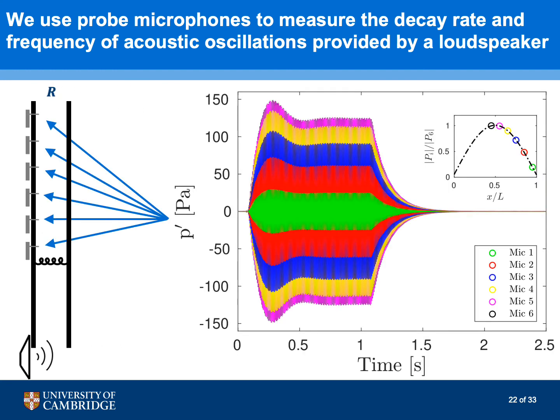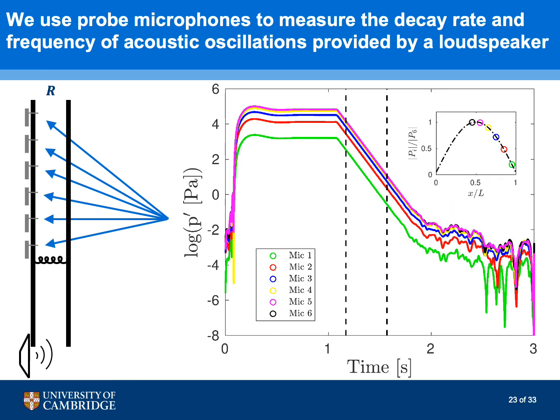This picture shows one of the acoustic pings we provide through the loudspeaker and the following decay as seen by the 6 microphones. We use the microphones to measure decay rate and frequency of the oscillations in the decaying part of the signals. In the top right corner, you can also see the magnitude of the normalized 6 complex pressures and the corresponding pressure eigenmode, which, for a tube open at both ends, has a pressure antinode in the middle of the tube, as shown before.